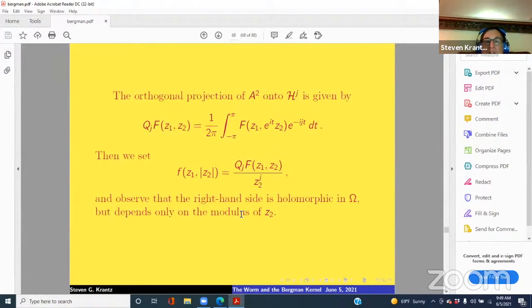The orthogonal projection of A2 onto H_j is given by this formula right here. That's just Fourier analysis. And we set, therefore, F of Z1 comma mod Z2 equal to Q_j of F, divided by Z2 to the j, which makes good sense given the definition of H. And observe that the right-hand side is holomorphic in omega, but depends only on the modulus of Z2.